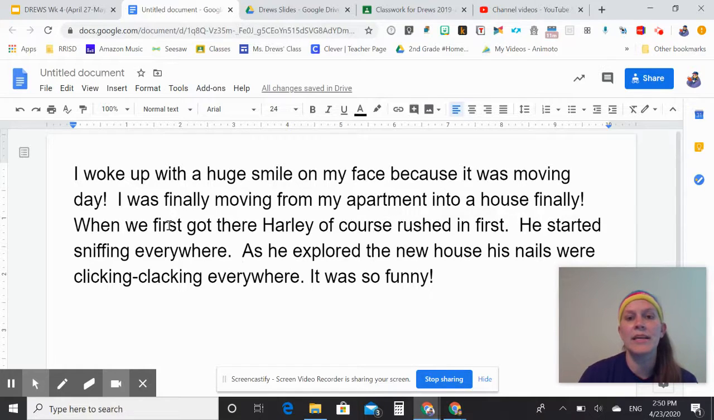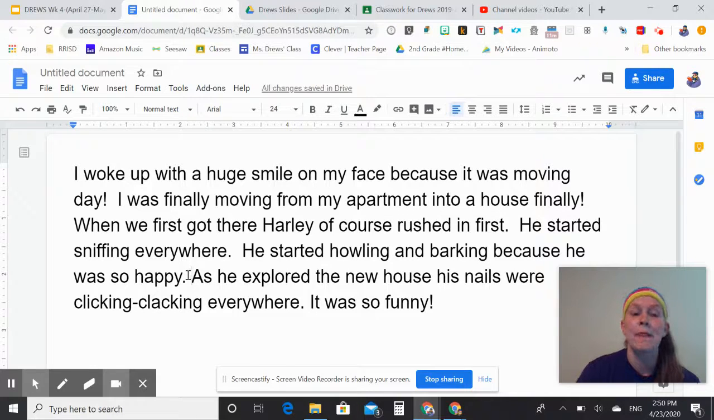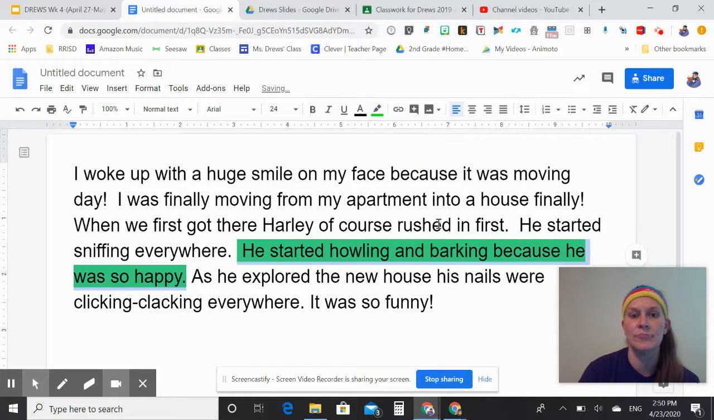One way to do that, if I'm reading it, let's say I reread this and I said, oh, I totally forgot right here where my cursor is. I forgot to write in when he was sniffing everywhere that he started howling and barking because he was so excited. The cool thing about that is I can put my cursor right here and type it in. Now I just did it real fast. If I wanted to show my revising, I can highlight that sentence that I added in this week, and go up here to the highlighter and give it a color.